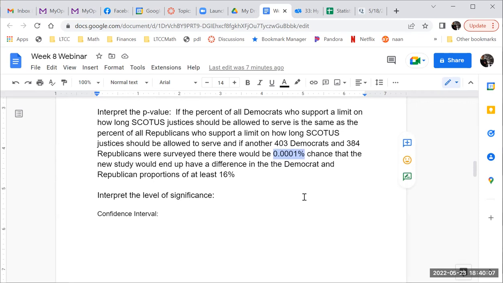Any questions at all on this? Okay, now interpreting the level of significance, big copy and paste. Everything up to there would be the same. So let me copy and paste and read it again.